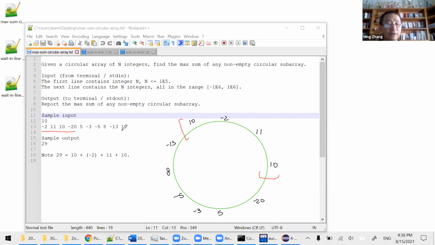This 10 would not be able to connect to this -2 and 11, 10 if this array A is not circular. Now we're going to allow this to happen. This -2, 11, 10 is allowed to extend this way here to the end of the array, 10. So now this can be bigger than the previous one. That previous version should be 19. Now we're going to make it 29. So with such a modification, how would you do it? Good. See here.